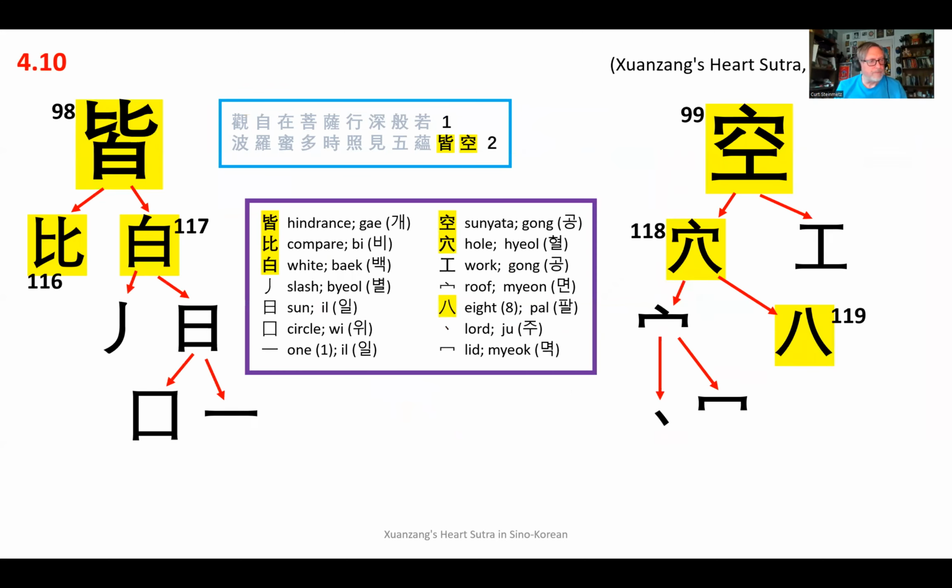Okay. So how are we doing on time now? We've got 5 more minutes, so we have to take another break. And we've only got 2 characters left to cover.